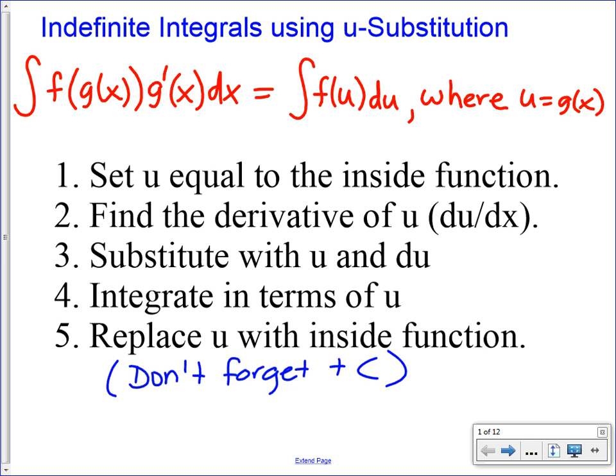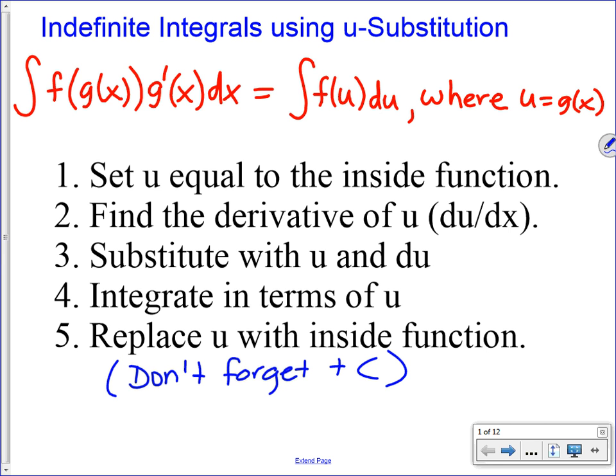Now here is your rule, written in red, which I know at first is a little confusing. So I tried to give you some steps to make it a little bit easier. Basically, you're going to have an inside function and an outside function. So you want to start by setting u equal to the inside function. Then you want to find the derivative of u, which would be du over dx. Then you're going to substitute with u and du.